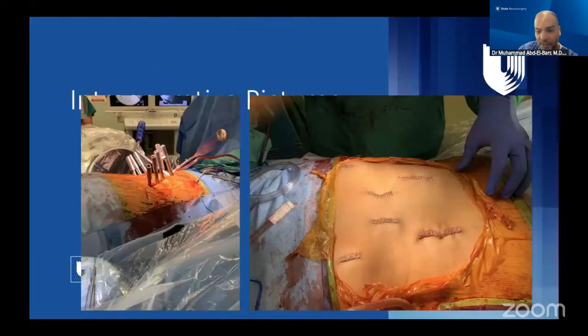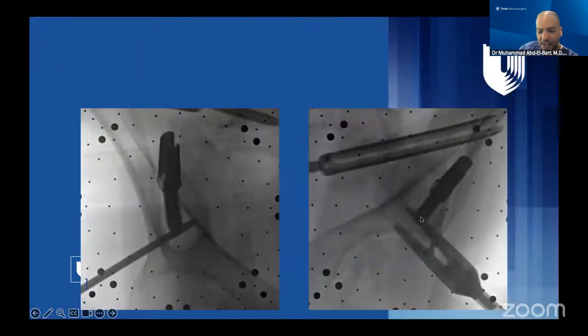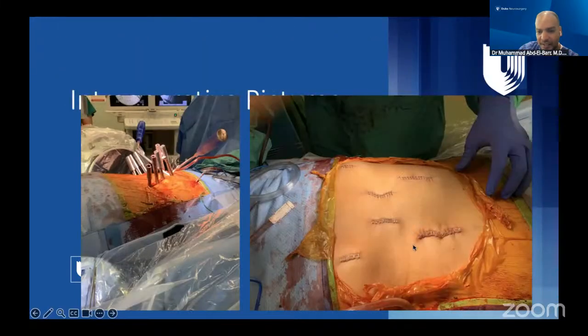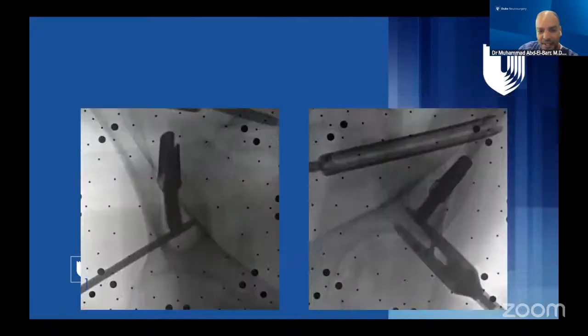Here we have the Wiltse approach for the screws, like Dr. Halat talked about. And then, this is interesting. So this incision here is for the screws on this side. And so it's kind of mind-boggling. But all that matters is what happens underneath the skin. So you can see here, we still use x-rays after we put in the screws to make sure everything is good.